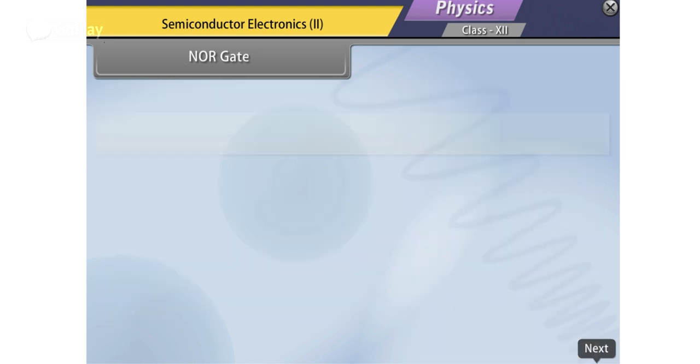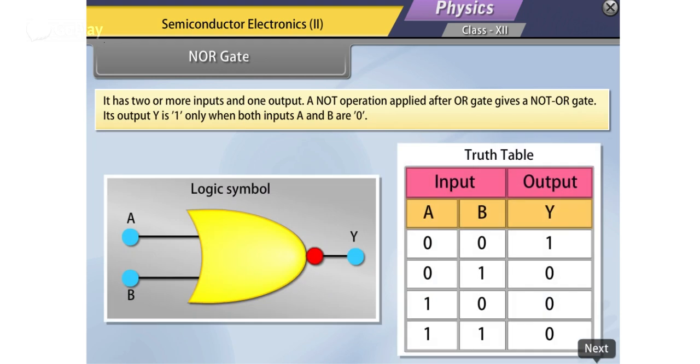NOR gate. It has 2 or more inputs and 1 output. A NOT operation applied after OR gate gives a NOT OR gate. Its output Y is 1 only when both inputs A and B are 0.